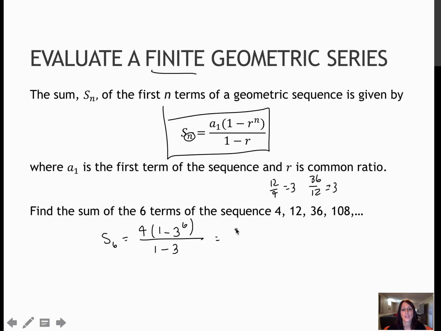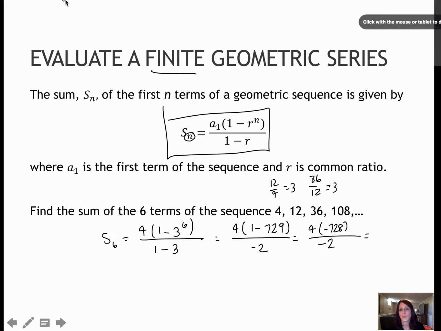So my numerator, I have 4 times 1 minus, and then we need to find 3 to the 6th, which is 729. And then 1 minus 3, of course, is negative 2. I can reduce at this point if I would like to. It's completely up to you. I'll go ahead and wait till the next step. I've got 4 on the top, and then 1 minus 729 is negative 728 over negative 2.